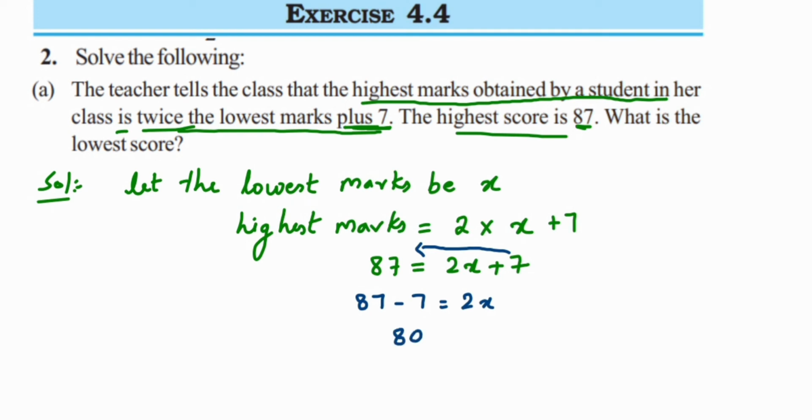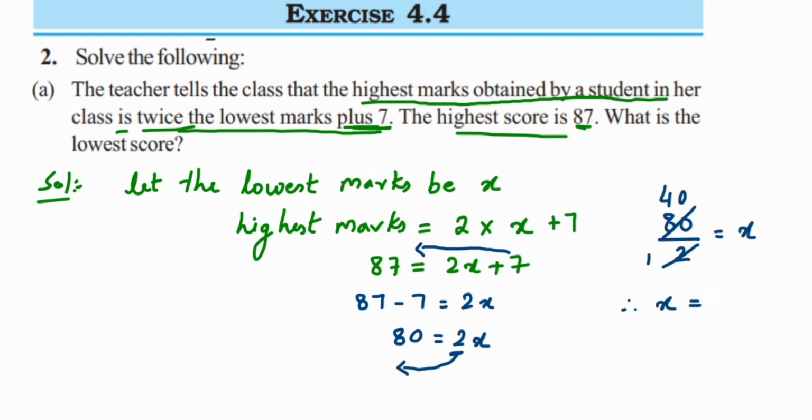Now we want only x, we don't want this 2 here. This 2 is under multiplication with x. When I take it to the other side, multiplication becomes division. So from here we can write 80 upon 2 is equal to x. You can divide it or you can cancel it. I'm doing cancellation here: 2 ones are 2, and 2 forties are 80. So therefore the x value we got is 40.